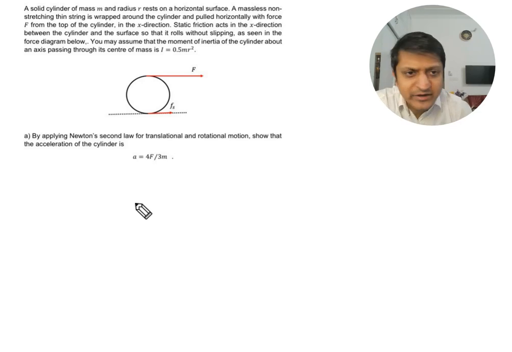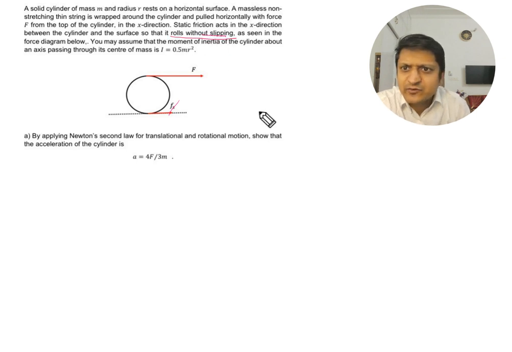There's a question from Reddit, and the question says that a solid cylinder of mass m and radius r rests on a horizontal surface. The massless, non-stretching thin string is wrapped around the cylinder and pulled horizontally with the force F on the top of the cylinder in direction x. Static friction acts in x direction between the cylinder and the surface so that it rolls without slipping. So one thing they have given us: without slipping.